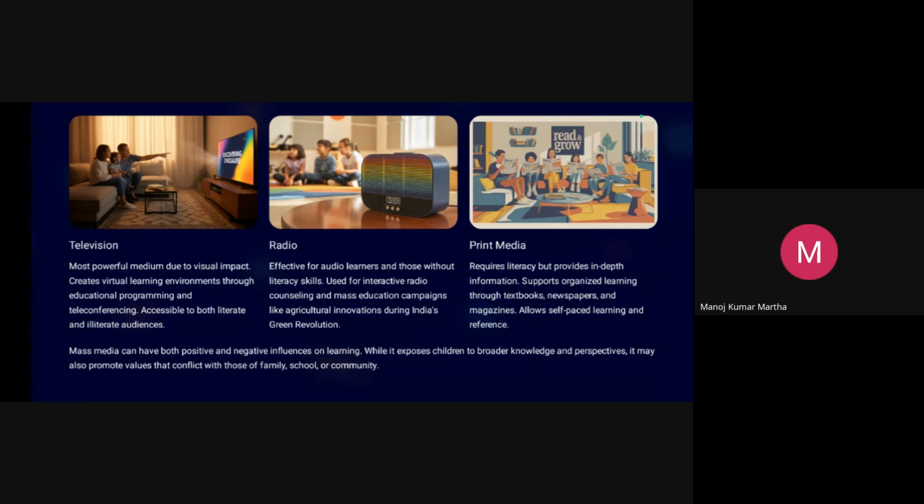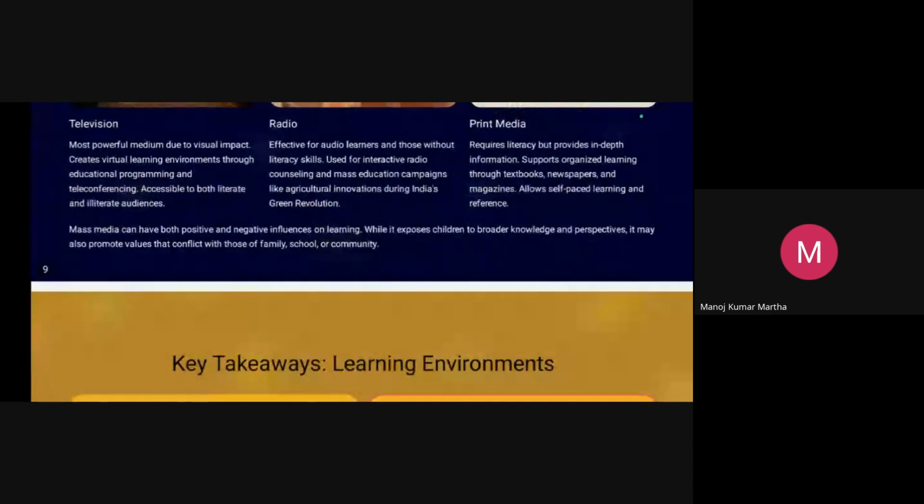Print media is the oldest media of learning, and print media means textbooks, it may be newspaper, it may be magazine. They also help in self-paced learning. Okay, and along with this, we can add some digital media. Maybe Facebook, maybe different kinds of groups. We learn from these groups, and they affect our learning style. So this is about the media.